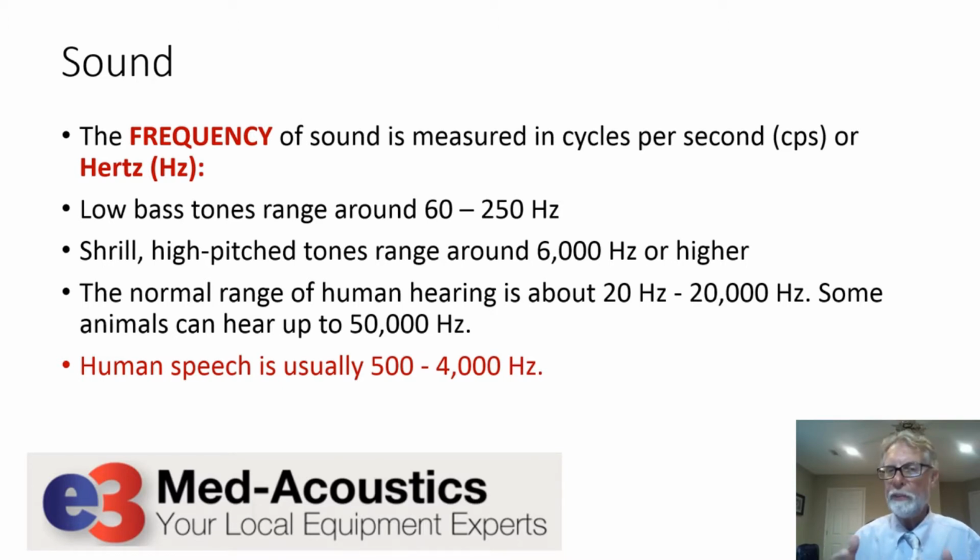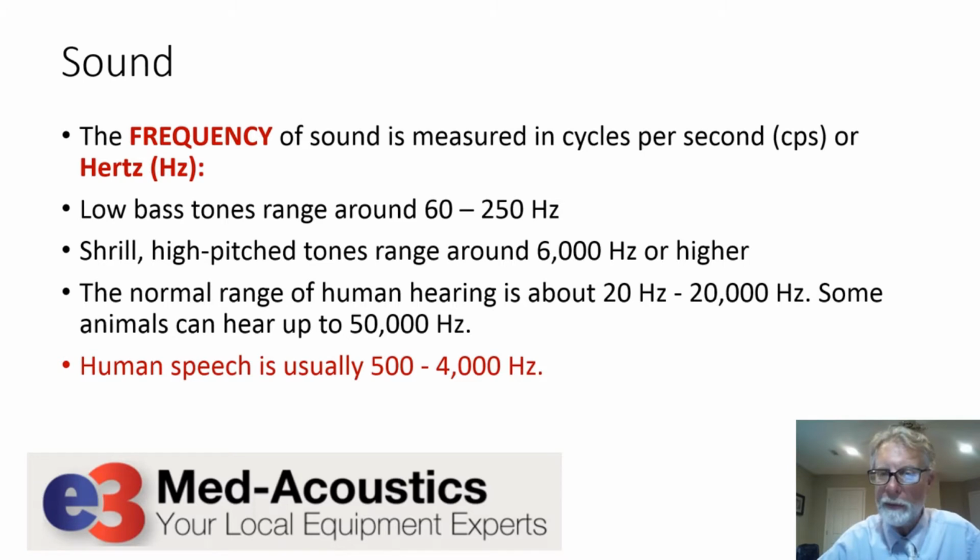And then high-pitched tones, shrill sounds, high-frequency sounds, are 6,000 hertz or higher. Maybe somebody's screaming or something even higher frequency, higher pitch than that, okay? Frequency is pitch. Normal range of human hearing is from a low of 20 hertz to a high of 20,000 hertz, though most people cannot hear quite that good.